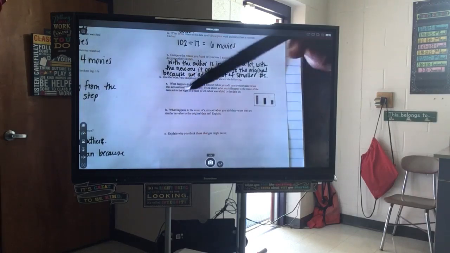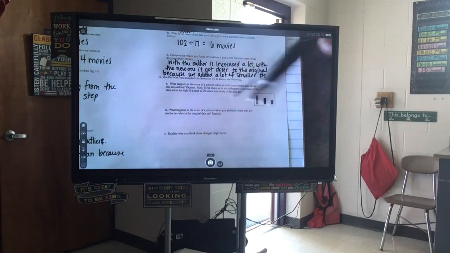B says what happens to the mean of a data set when you add data values that are similar in value to the original data set? Explain. And then C, explain why you think these changes might occur. So you're taking everything that we've done in 1, 2, and 3 and putting it all together at this point. You may work with your group or independently to answer these questions. I'm going to give you 4 minutes. Go.